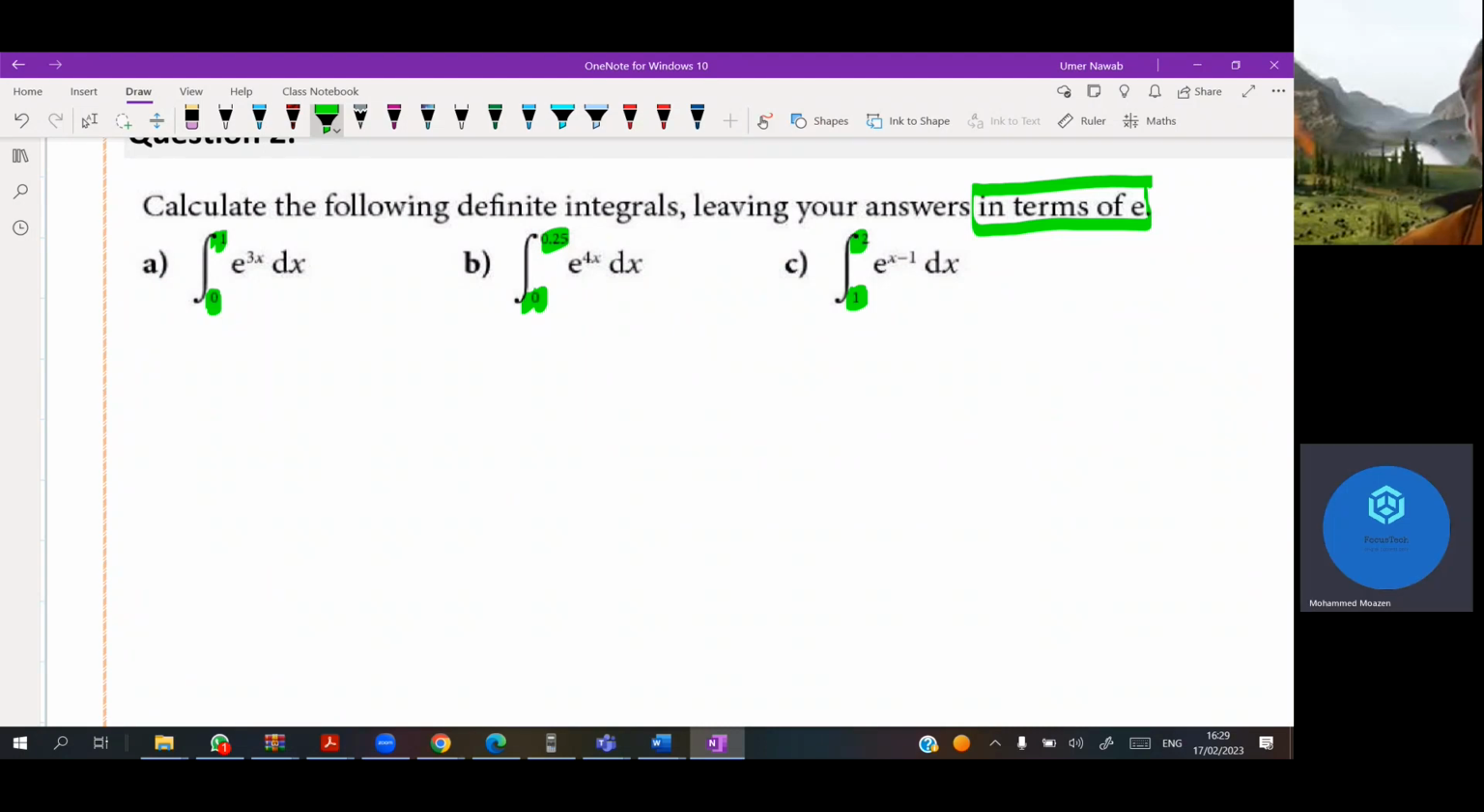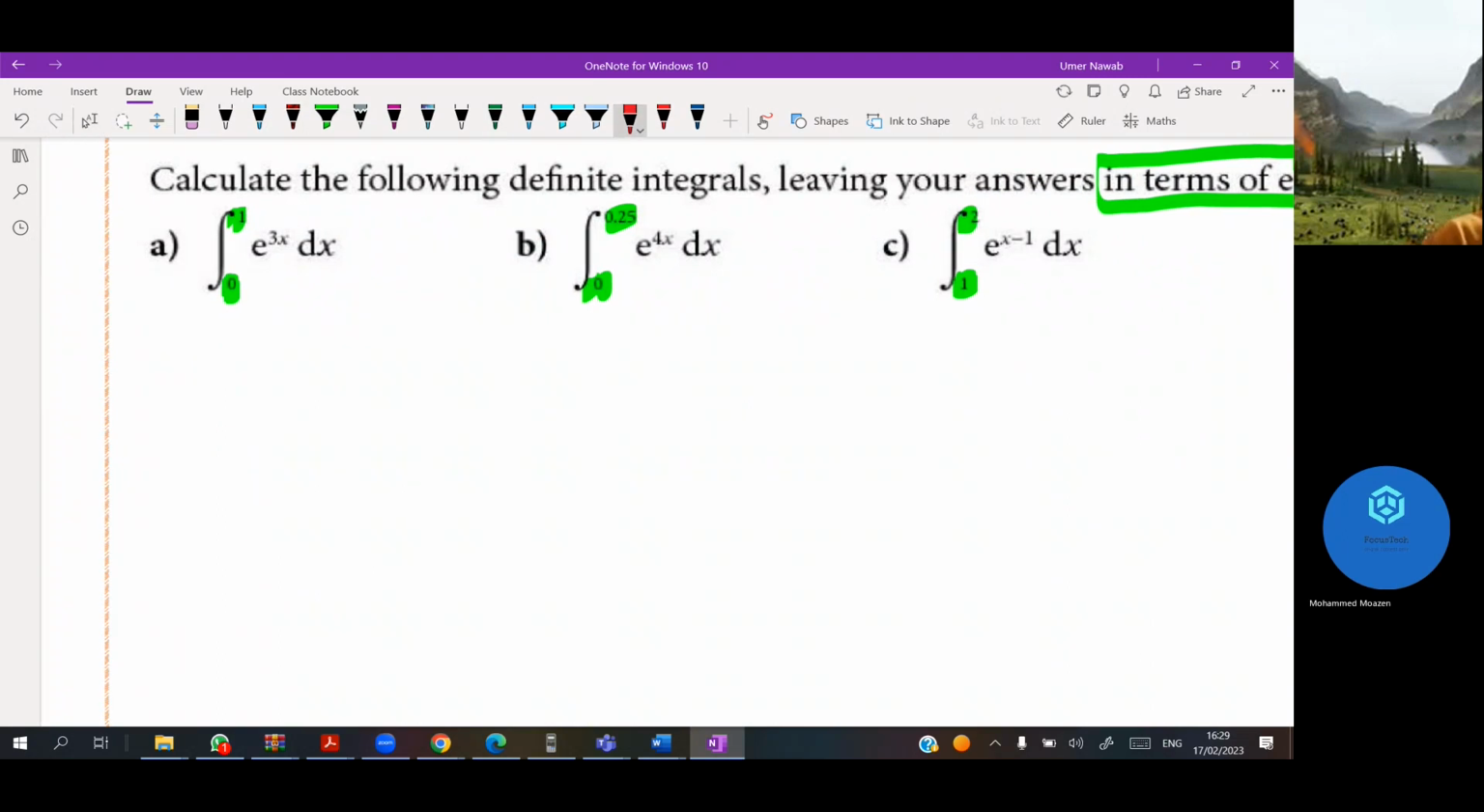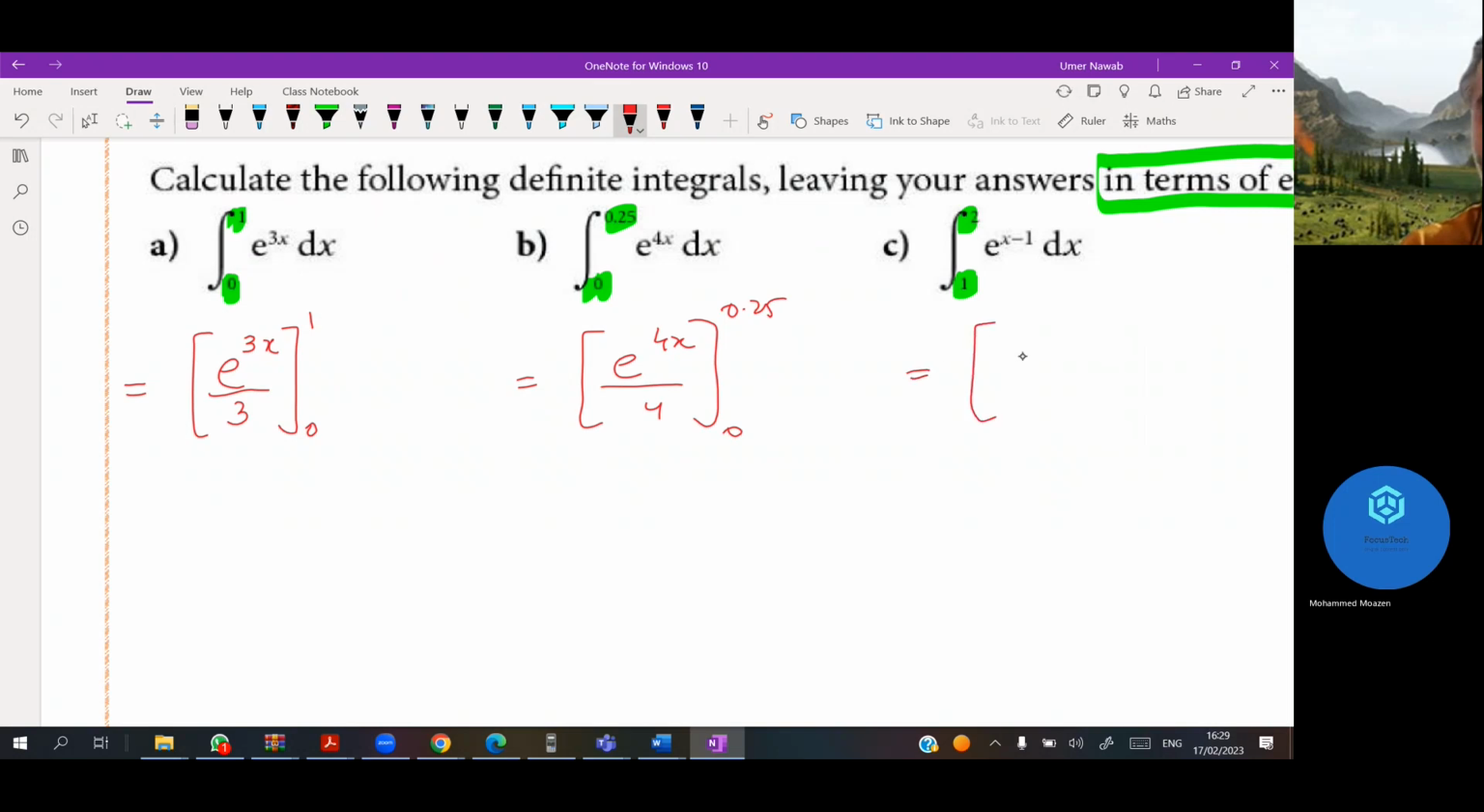Don't substitute first, just get the integration and then we will solve this one. Suppose the integration of e raised to the power 3x is e^(3x) divided by 3, but don't write plus c. You need to write the upper limit and lower limit. Here the integration of e raised to the power 4x is e^(4x) divided by 4, upper limit and lower limit. Here the integration of e raised to the power x minus 1 is e^(x-1) over 1, upper limit and lower limit.